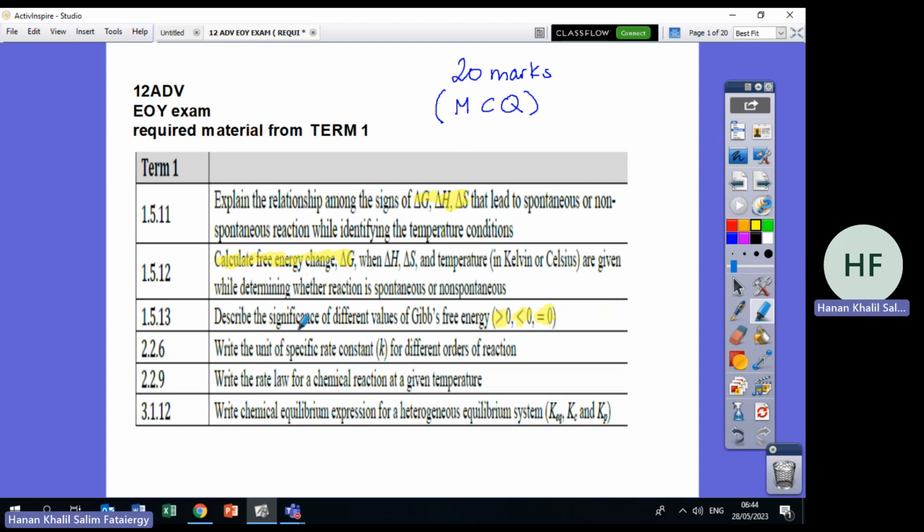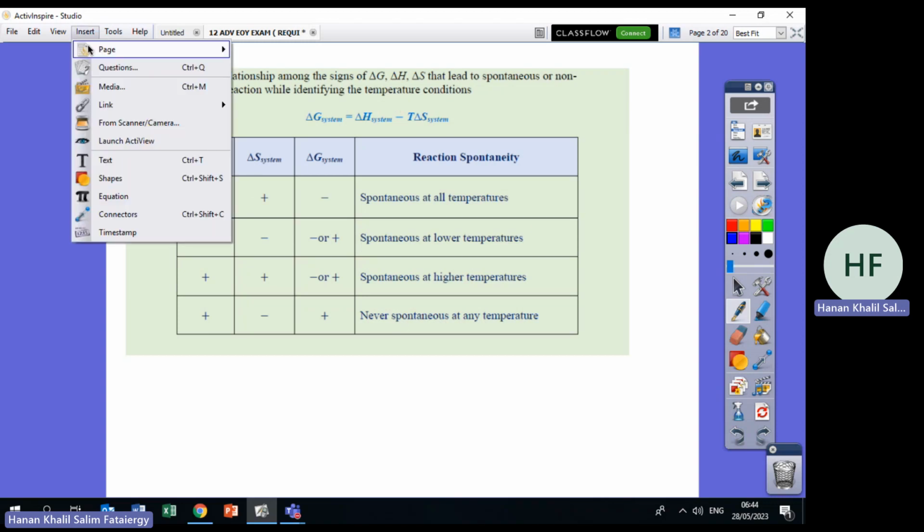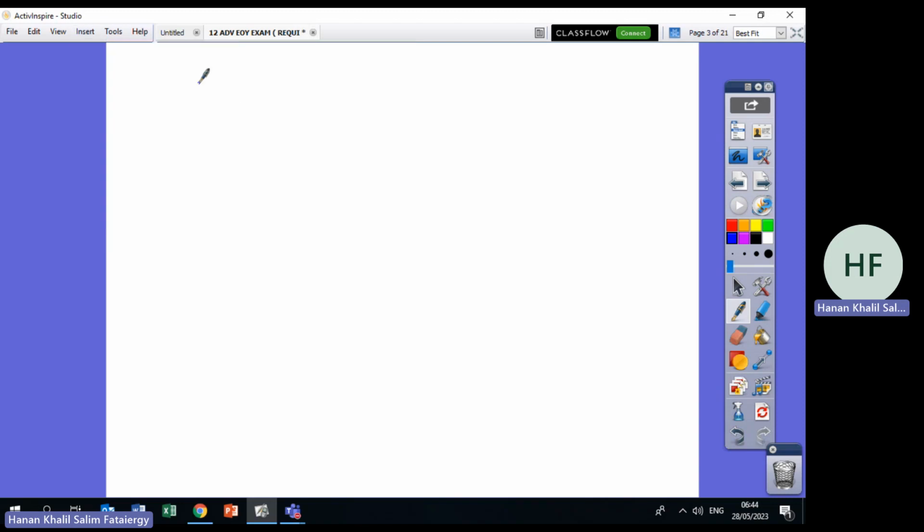And then the rate law lesson, you need to know the units of K and how to write the rate law. And then from the last lesson, you need to know the K equilibrium expressions. Okay, let's start with the first one, which is about delta G. Now, as you know from before, delta G is calculated by the formula delta G equals delta H minus T delta S. Now, before I speak about these signs, let me remind you with this.